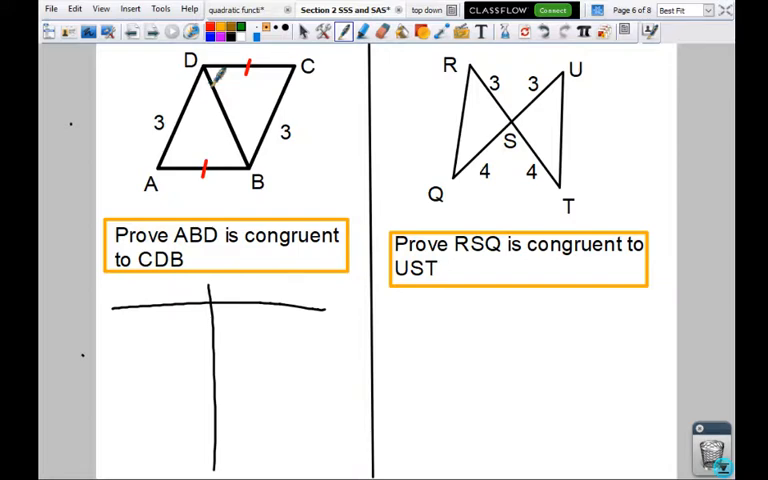I'll give you about another minute or so for this first one. If you're done with the first one, you can start on the second. I did this part backwards by accident. CD and AB, I did those two backwards. It still works. CD and AB.